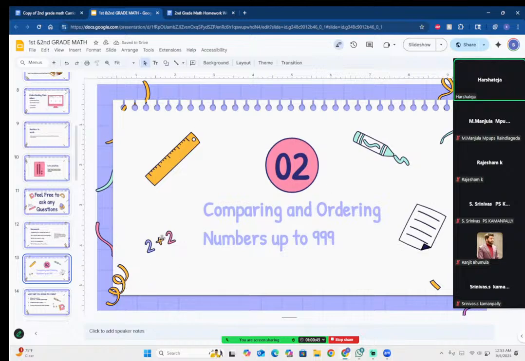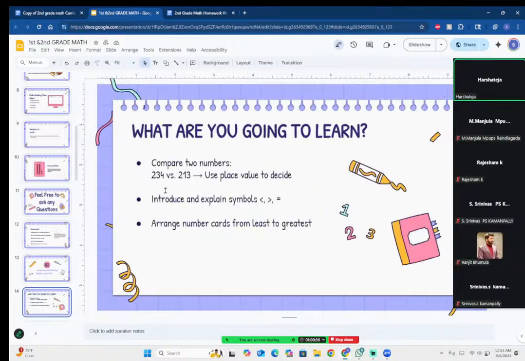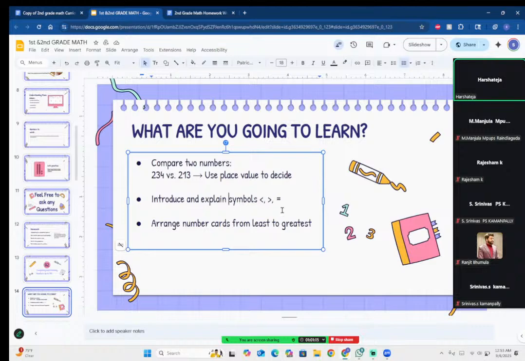So I think we can move on to comparing and ordering numbers up to 999. So now what you're going to learn is comparing two numbers, 334 versus 213, and how we'll use place values to decide which one's bigger and which one's smaller. These are the symbols we use to indicate less than, greater than, or equal to. And we are arranging them from least to greatest. We're learning how to arrange numbers from least to greatest.